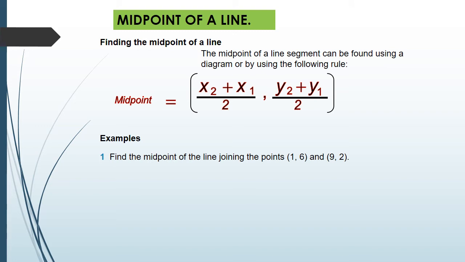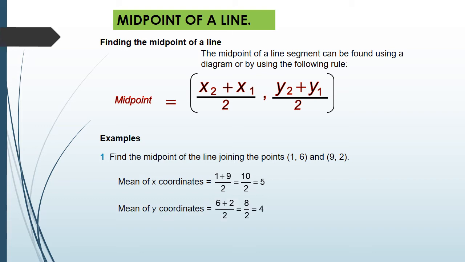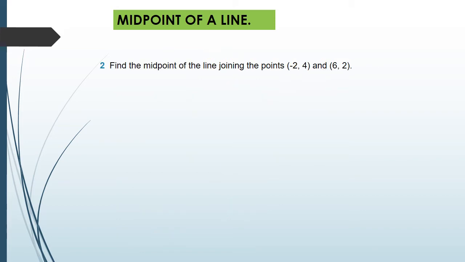So we are asked to find the midpoint of (1, 6) and (9, 2). We add our x coordinates together. We have 1 plus 9 divided by 2. That gives us 5. Then 6 plus 2 divided by 2. That gives us 4. So the midpoint of those 2 points will be (5, 4).